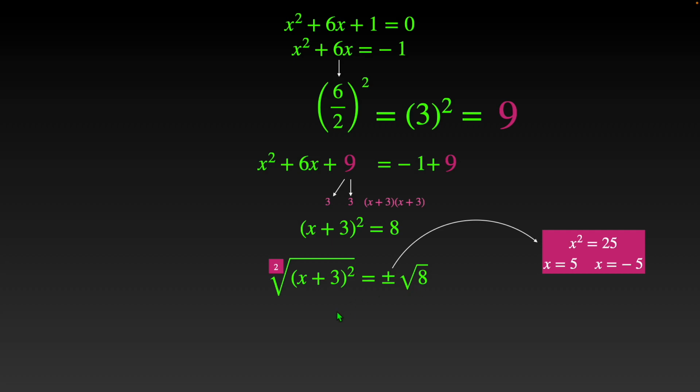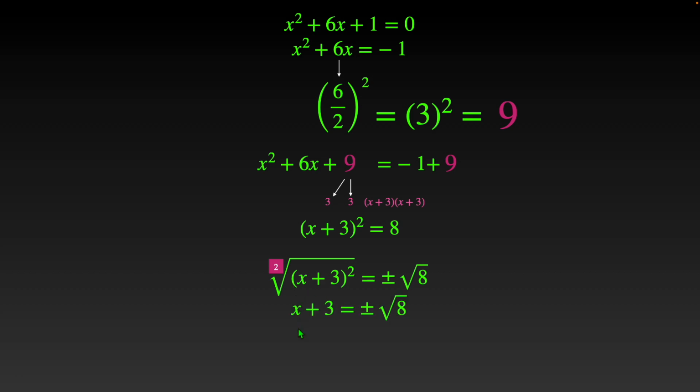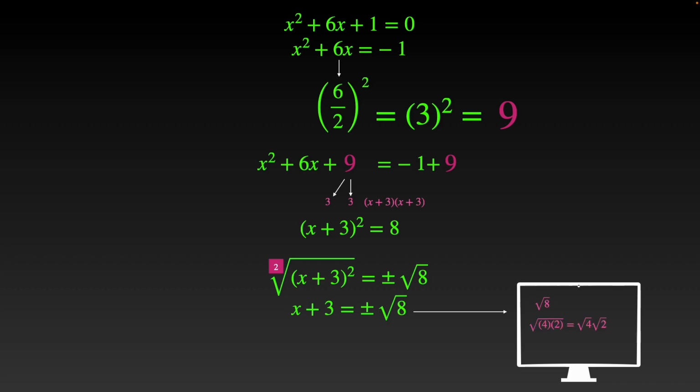Now let's continue with simplifying. On the left-hand side, we just get x plus 3. Now the next thing we want to simplify, if we can, is square root of 8. So let's take a look at square root of 8. Notice that 8, we can write it as 4 times 2. 4 times 2 is 8.